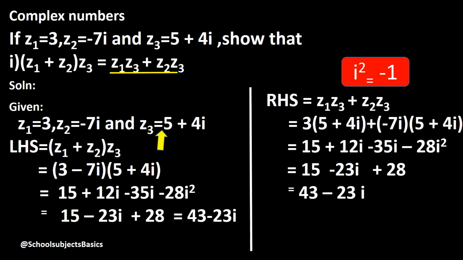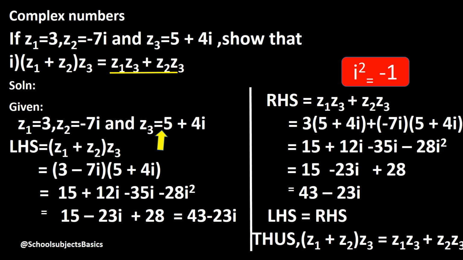So we know that the LHS value is the same as the RHS value. Thus we can write (z1 plus z2) into z3 is equal to z1 into z3 plus z2 into z3. Hope you understood. Thank you.